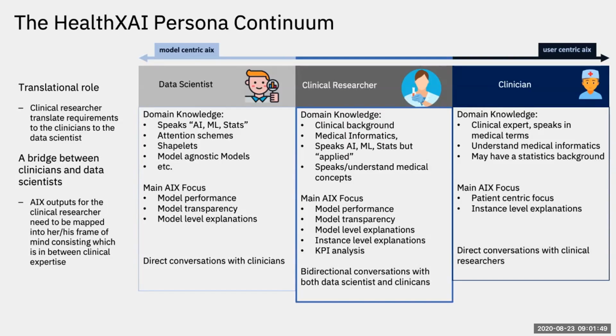While they can speak AI and ML, they are more in an applied setting. Thus, their main explainability requirements can be thought of as instance level. That is, they want to make sure certain specific prototypical examples in their mind are explained by the model in a correct manner so that they can increase their trust in such models. They could also be involved with KPI, or key performance indicator, analysis for such models to actually recommend the use of such models in clinical practice.